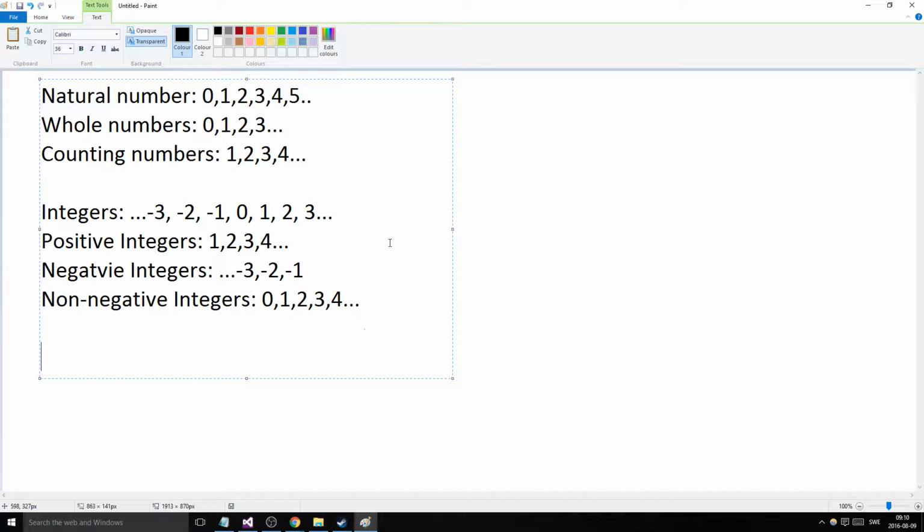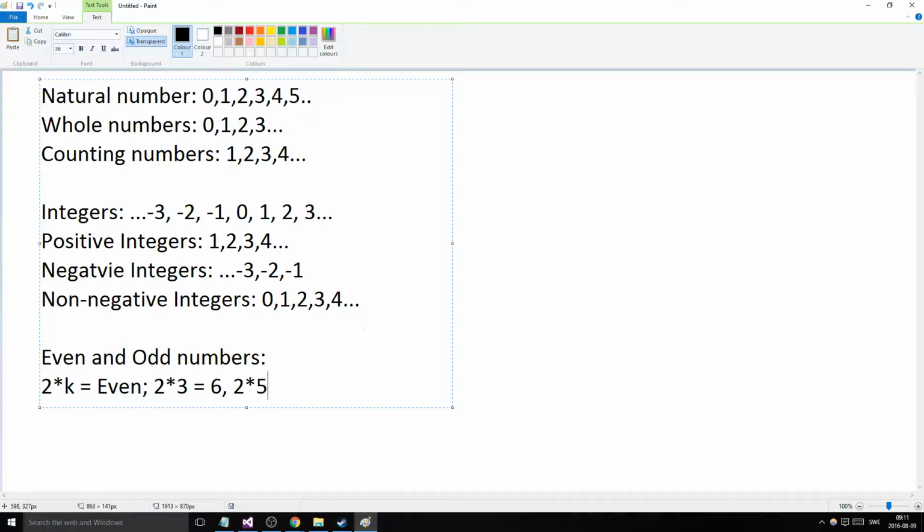All good. And the next part is even and odd numbers. And there are ways to check if a number is even or odd, and you can make even and odd numbers at your will at any time, right? So 2 times any number here will give you an even number, right? So for example, 2 times 3 equals 6. 2 times 5 equals 10. 2 times 2 equals 4. So whether we did 2 multiplied by 3 or 3 multiplied by 2, we get 6.